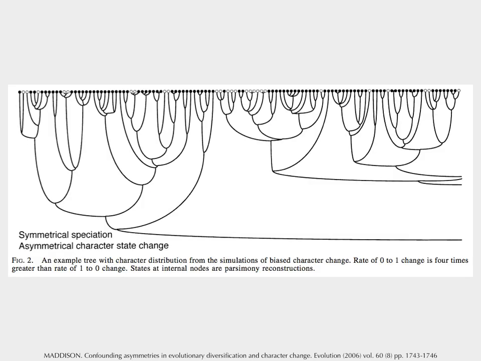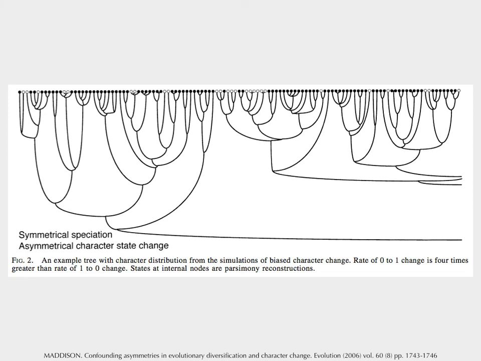Here, in the same sort of tree, lots of black, few white, but here it's due to different transitions, due to these unequal rates, and the bifurcation rates are the same. So looking at it, you don't see the difference. This is a very similar pattern, but the process is very different.